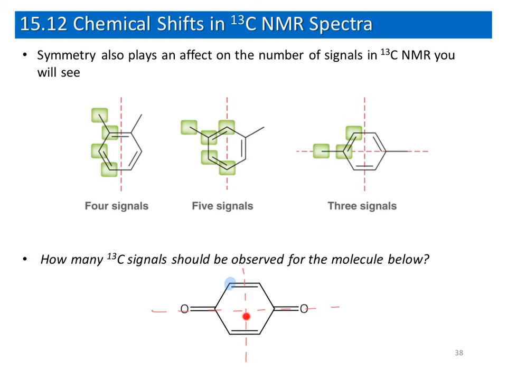Again, with the same plane of symmetry, this carbon is exactly the same as this one. So we are going to see 1 signal for both of them. Now with this plane of symmetry, this carbon is exactly the same as this one, and this one is exactly the same as this one. So overall, we are going to see 2 signals for this structure.